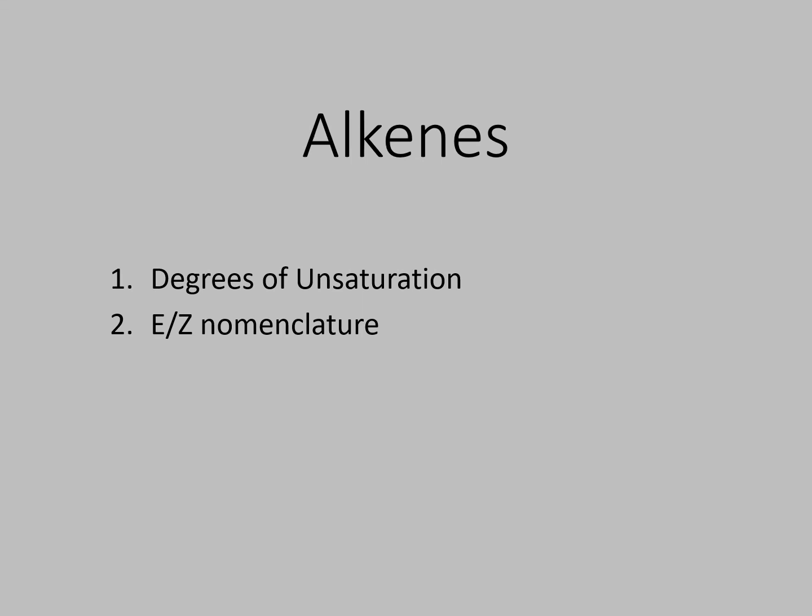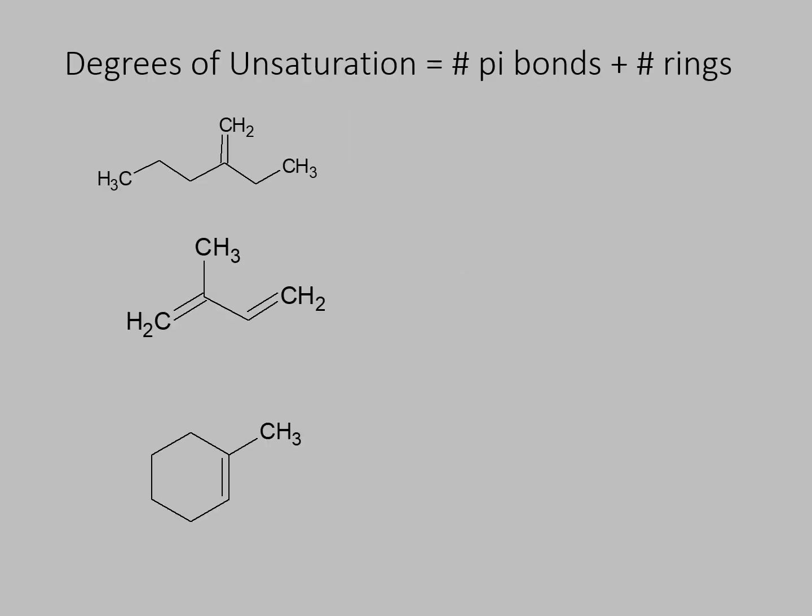We're going to be talking about alkenes now, and we're going to learn two things in this video. One is the degrees of unsaturation, and the other is the EZ nomenclature system. First of all, the degrees of unsaturation is equal to the number of pi bonds and the number of rings.